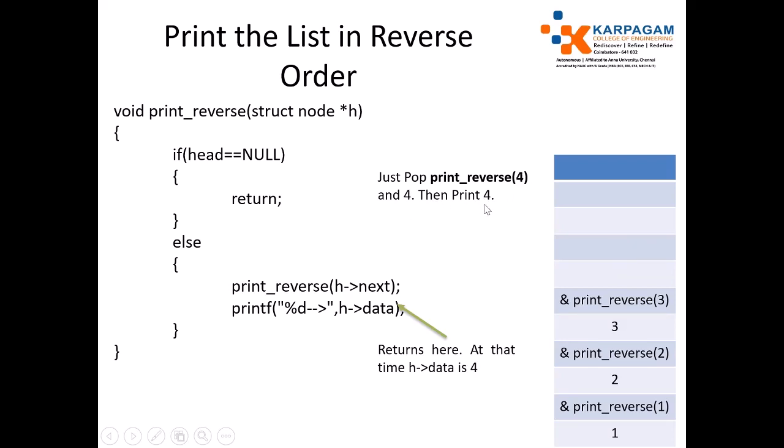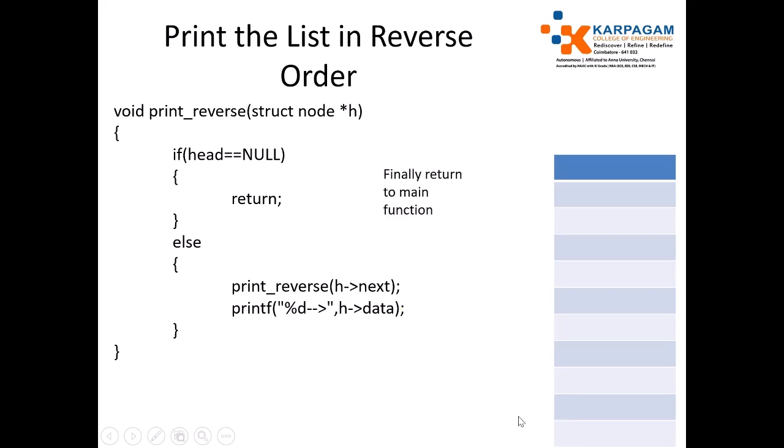After that, it returns to print reverse of 4. It pops the print reverse of 4 from the stack and prints 4. After some point of time, it pops the print reverse of 3 and prints 3. Then it prints 2, then it prints 1. Finally, the stack gets empty, so it returns to the main function. In this way, we can use the recursion concept to reversely print the data.